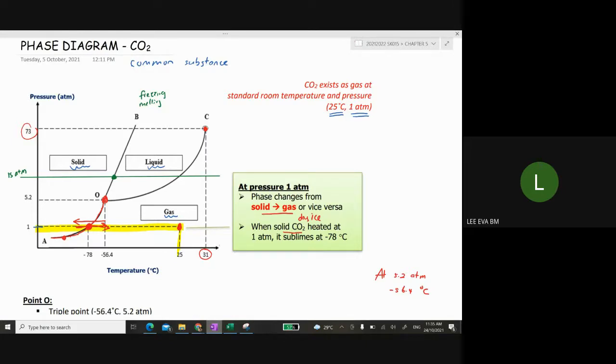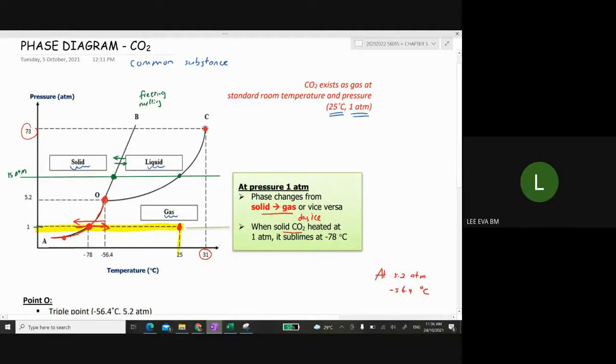For line OB, you understand its freezing process and melting process. If solid into liquid is melting, liquid into solid is freezing. So what would you call this point? Any guess? Anyone want to try to guess? Freezing point. Freezing point or melting point. Okay, it is easier here.